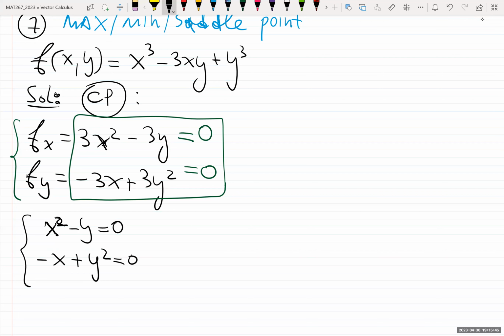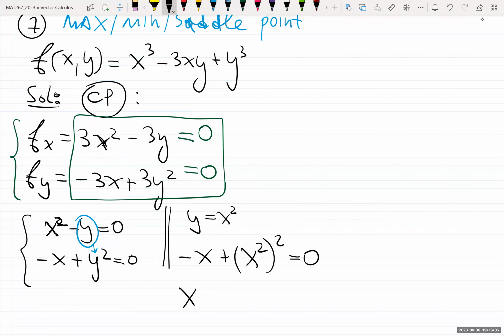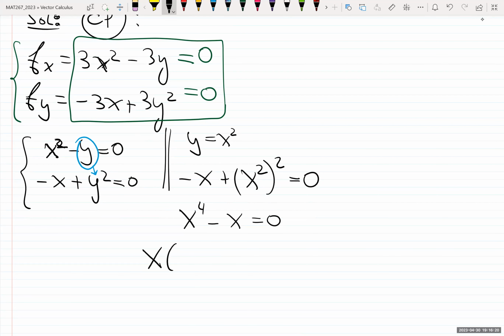And then you can have different methods. In this case, I would solve for y and plug it into the second equation. Y equals x squared. Then we will have minus x plus x to the 4 equals 0. That is x to the 4 minus x equals 0. Remember, you don't divide by x. You factor it out. If you divide, you will lose that one solution, which is 0. Factor out x: x times x cubed minus 1 equals 0.